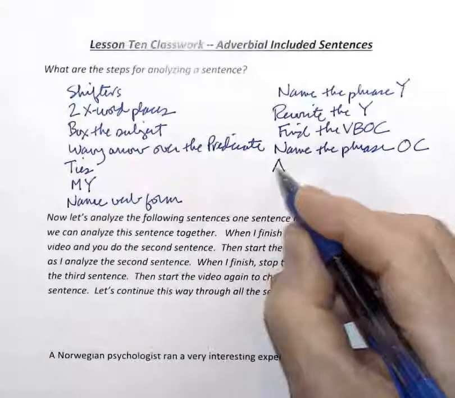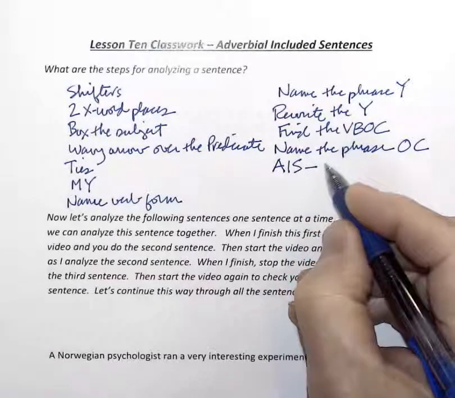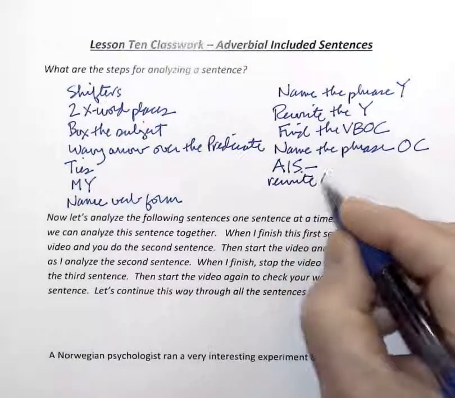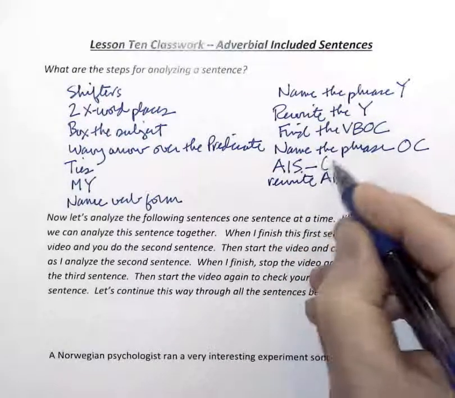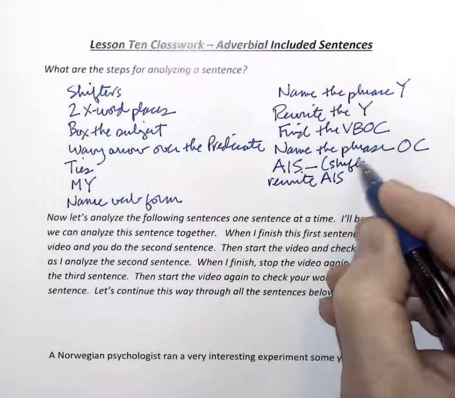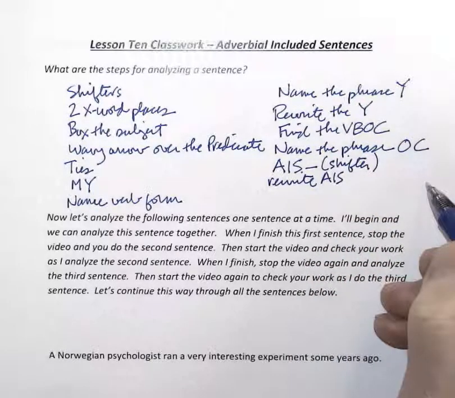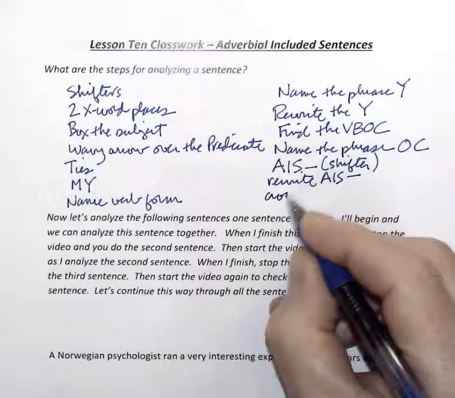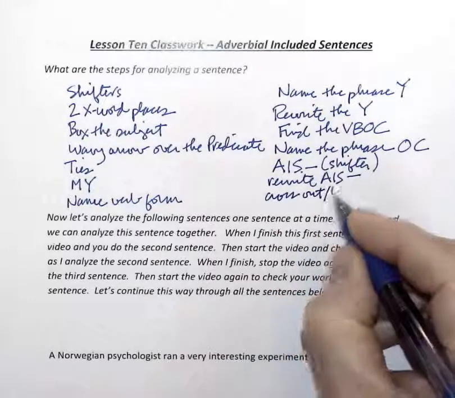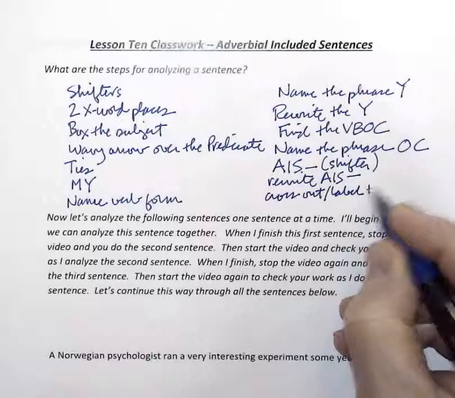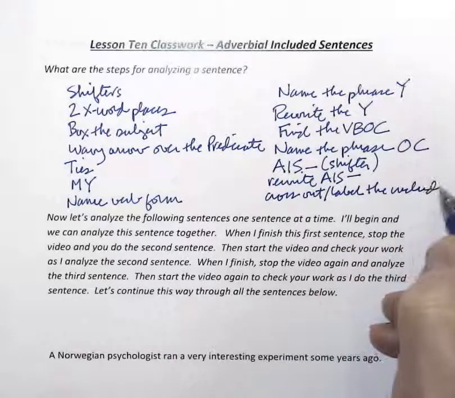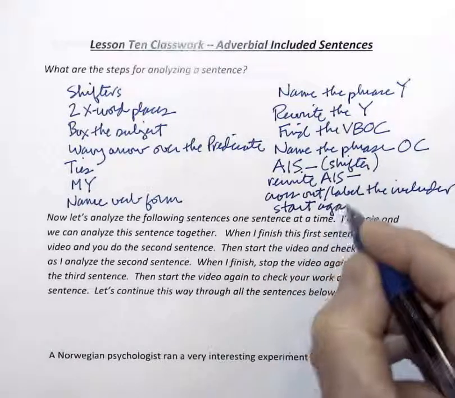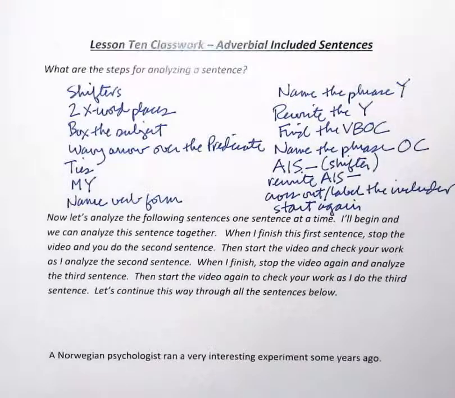And if we have an adverbial included sentence, then we rewrite the adverbial included sentence. Now that means that we have an adverbial included sentence because it's in the shifter place. We rewrite the adverbial included sentence, cross out, label the includer, and start again. Those are our steps.